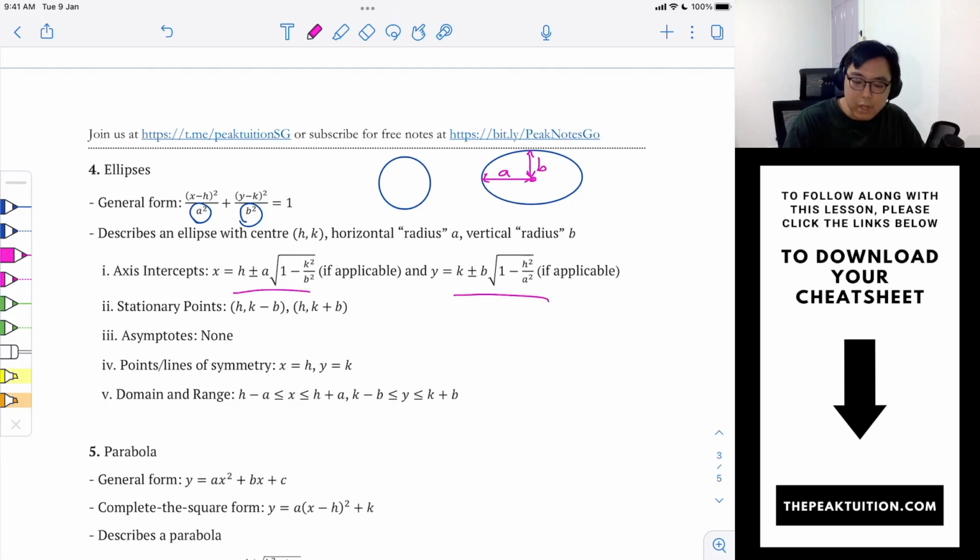For stationary point, same thing. Stationary point is on top and below of the center point. So naturally, you just need to plus or minus b, since b is like the so-called vertical radius. Okay. Note that I wrote the inverted commas because this is not a radius, but yeah, it's kind of like a radius. Okay.